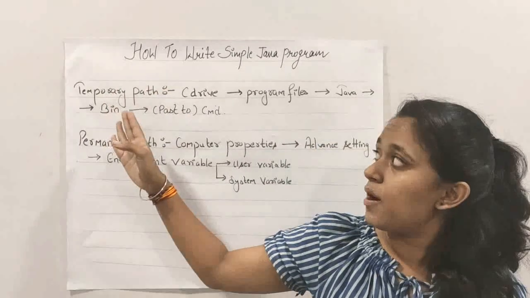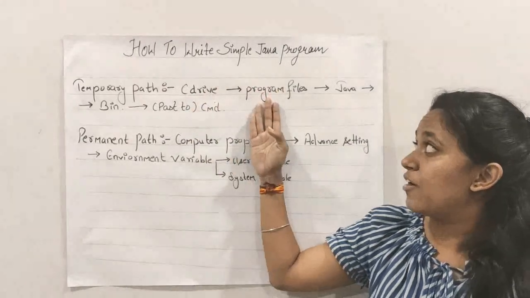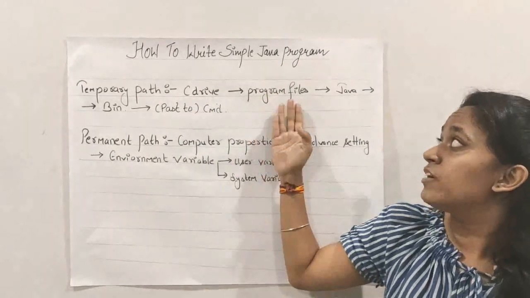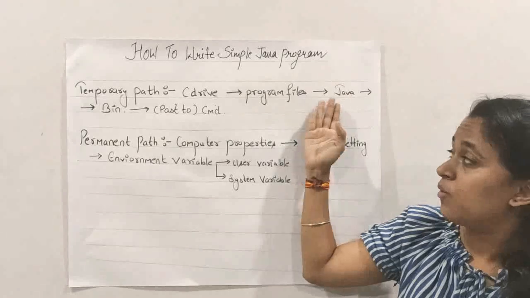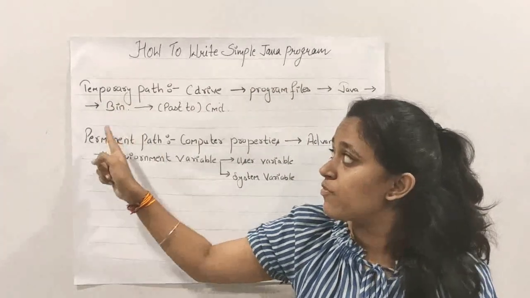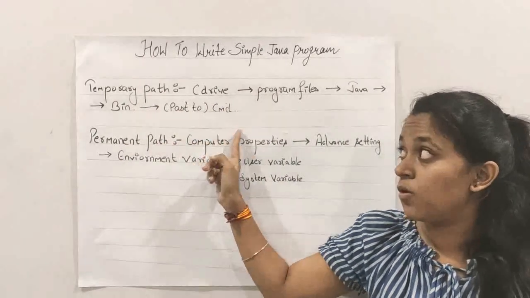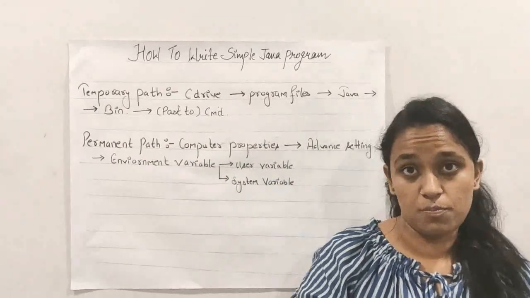To set a temporary path, we have to go to the C drive, then go to Program Files. In Program Files, we will find a folder named Java and then we will click on bin. By clicking on the bin, we will copy the address from the address bar and paste it into the command prompt. By this, we can set a temporary path.